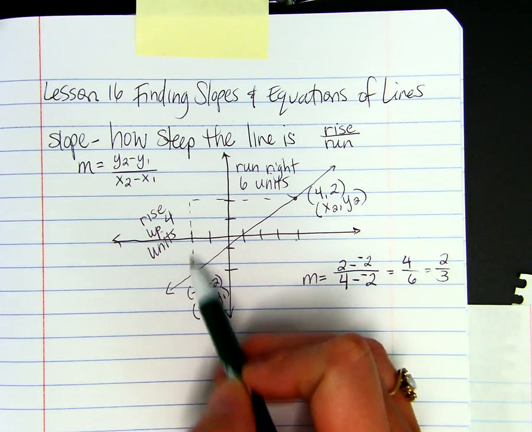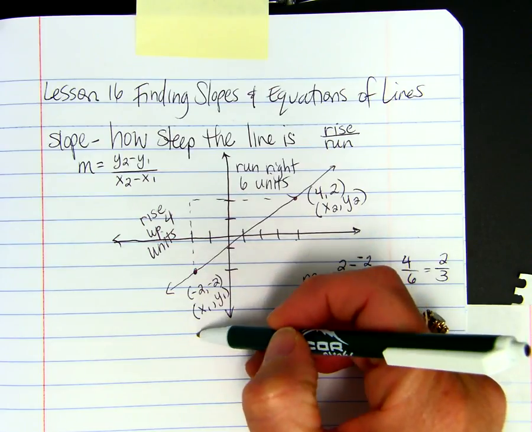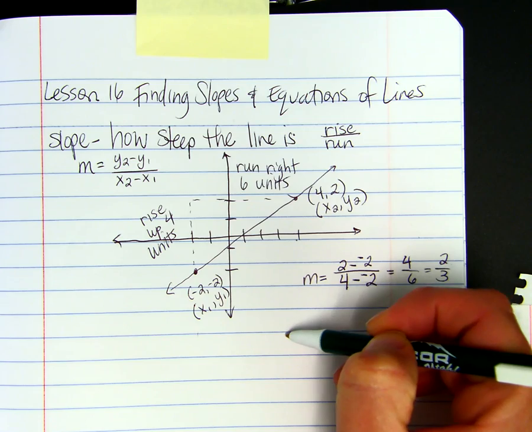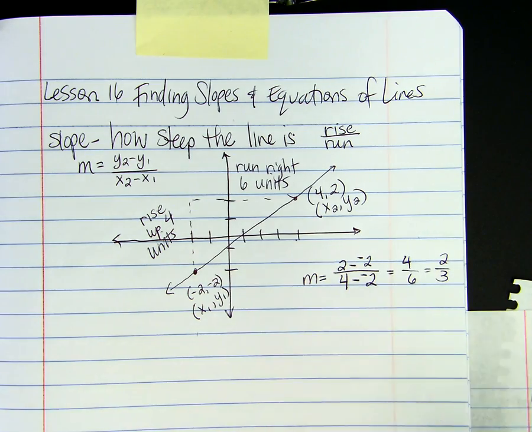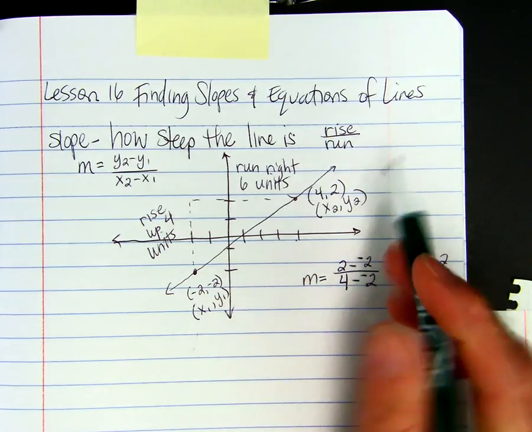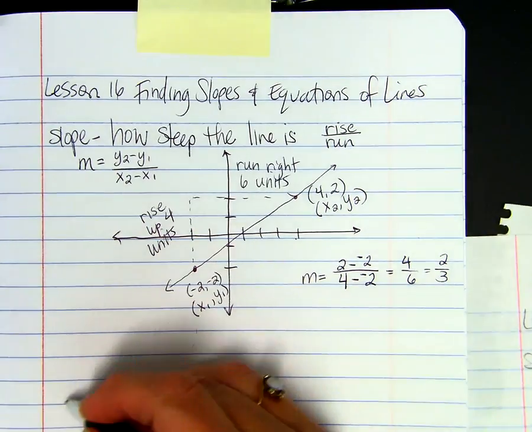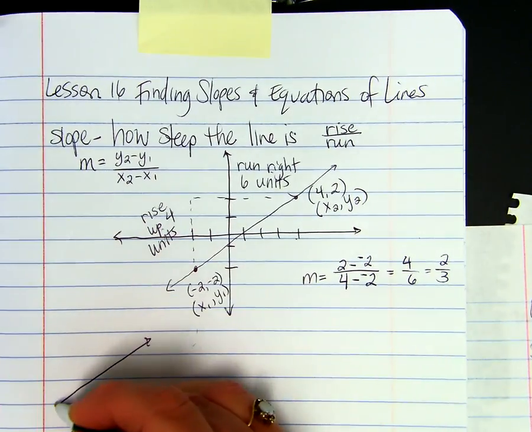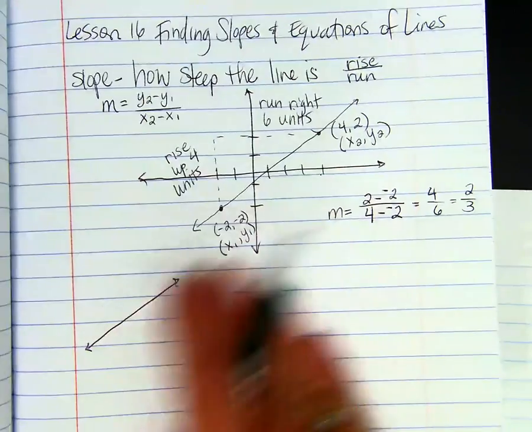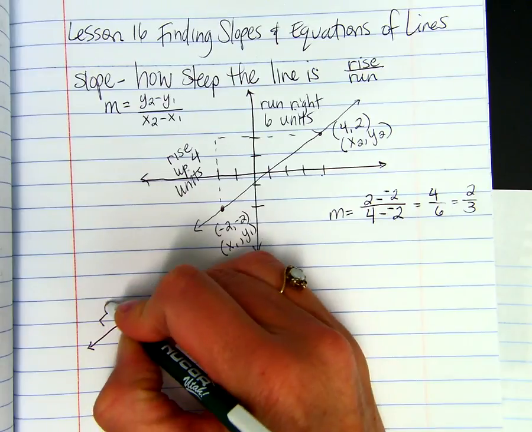So the slope is rise over run. Now if you were to drop down and go to the right, it would be a negative slope because our rise would be negative and our run would be positive. So if you go to the right, it's positive, to the left, it's negative, up is positive, and down is negative. So if we have a line that is going up from left to right, it has a positive slope.